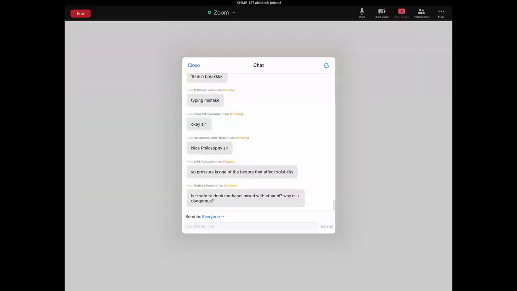So pressure is one of the factors which affect solubility. Temperature is another one.